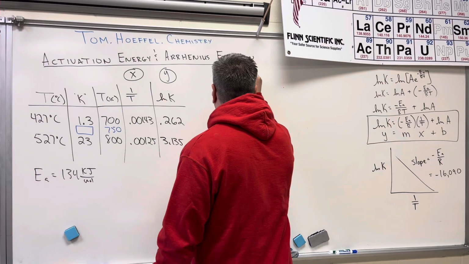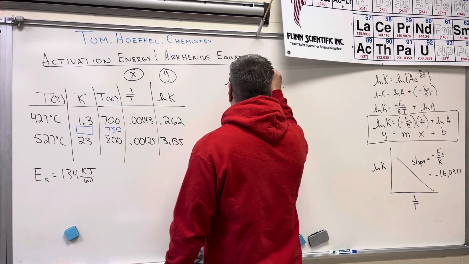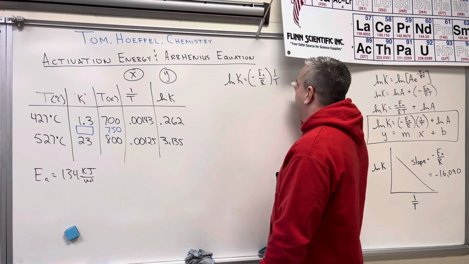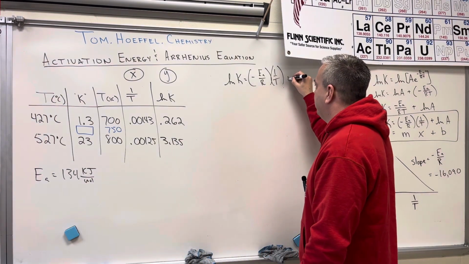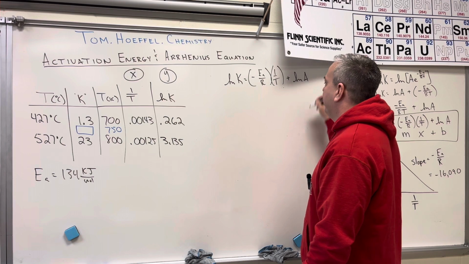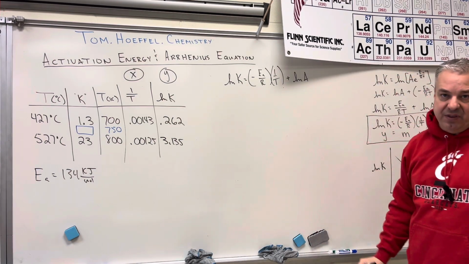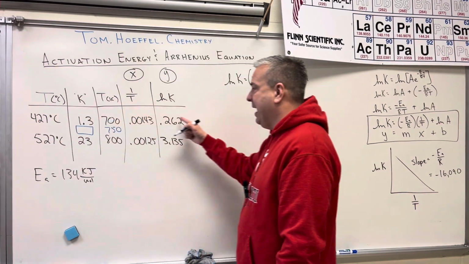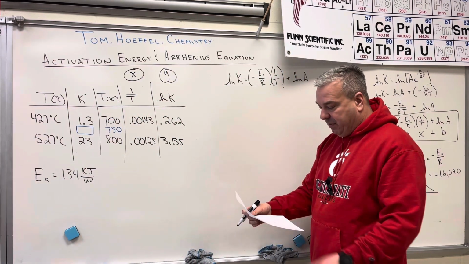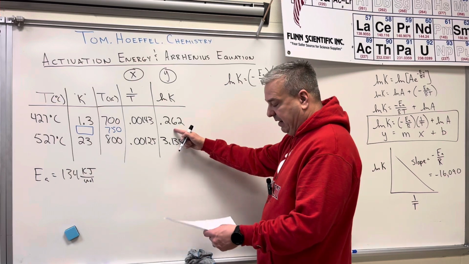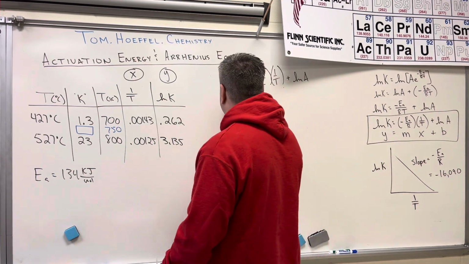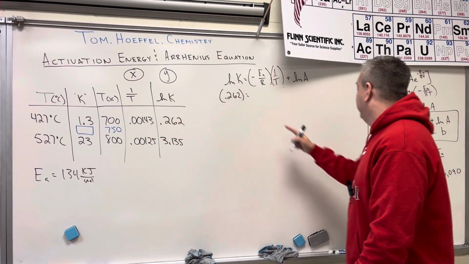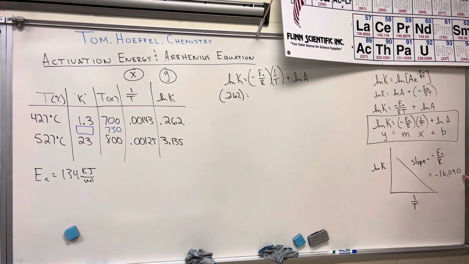The natural log of K is equal to negative EA over R times inverse temperature plus the natural log of A. So the first thing that we're going to do is try to figure out what the natural log of A is. And all we're going to do is plug in our numbers that we have right here, okay? So remember, the natural log of K is equal to 0.262. So I'm going to plug that in right here. This part is the slope, and that's why I wrote that down. I didn't want to forget it.